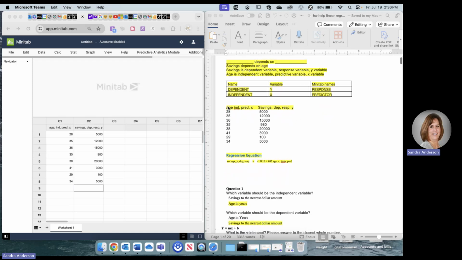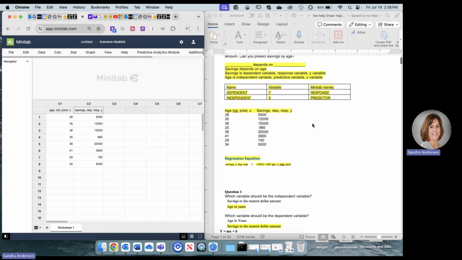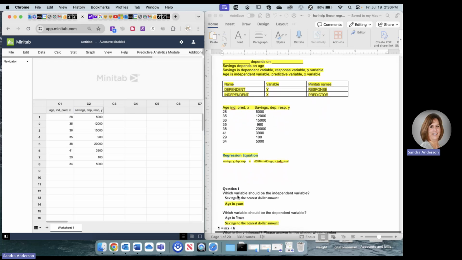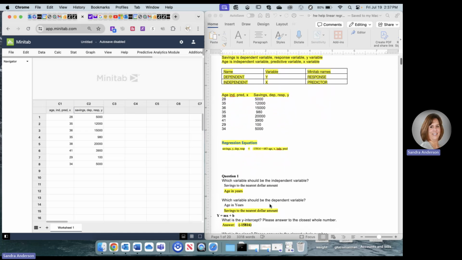Not only do I do that, but when I put them into Minitab, I put them in that same way, because that will help me later on when I'm trying to put my variables in, because I get my variables confused. So I wanted to make sure that you're able to do that. The first two questions typically are what is your independent variable and what is your dependent variable? So again, our independent variable is age, our dependent variable is savings. Okay, so we'll continue on with that.